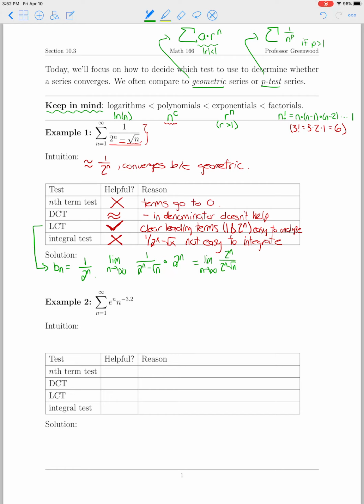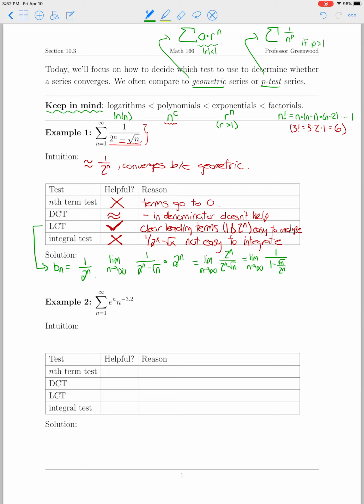The easiest way to deal with these often is to divide by the largest thing you can see anywhere in the expression. And so that would be the 2 to the n here. And so I'm going to divide the numerator and the denominator all by 2 to the n. And so on the top I just get 1. In the bottom I get 1 minus root n over 2 to the n.